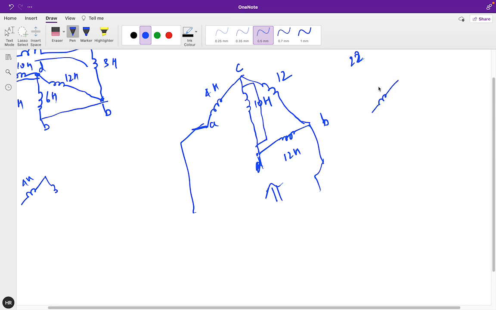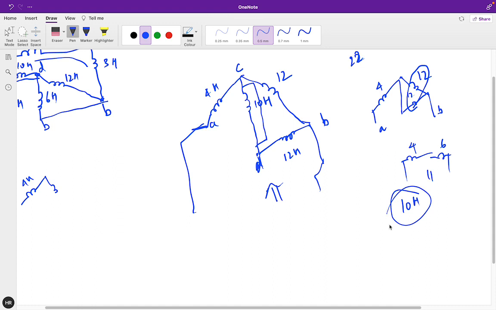Part 4 Henry will become redundant. This is 12, and this is 12, and this is your B, this is your A. If this is shorted, then 12 and 12 will be in parallel, so you will get 6, and this is 4, so you are getting 6 plus 4, 10 Henry.